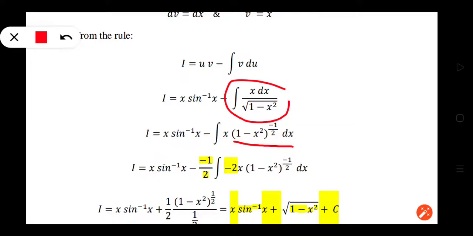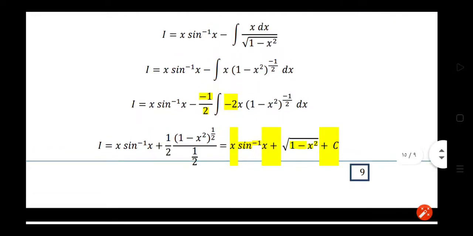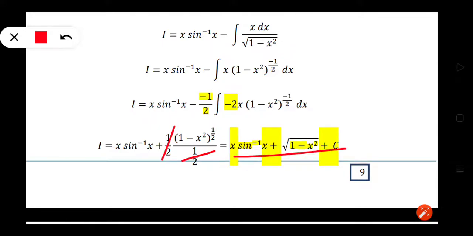We do a simple test for the third key. D by dx for the function 1 minus x squared is negative 2x. We will multiply it by negative 2 inside and the outside by negative half. So for the integration, we add 1 to the power and divide by the new power. We can cancel half with another half. So the integration result will be x sine minus 1 x plus square root of 1 minus x squared plus c.